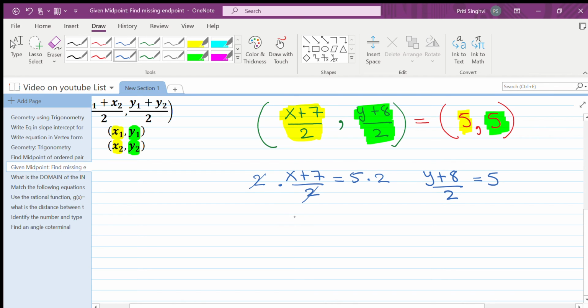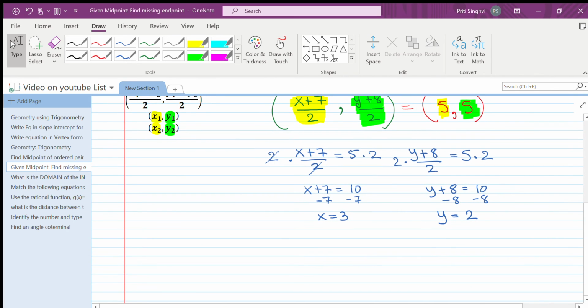The 2 and 2 go away from that side. x plus 7 equals 5 times 2, which is 10. Minus the 7 over, x equals 3. Now, do the same procedure on this other one. So I'm going to multiply it by 2 on that one as well. y plus 8 equals 10. Subtract the 8 over. y will equal 2.